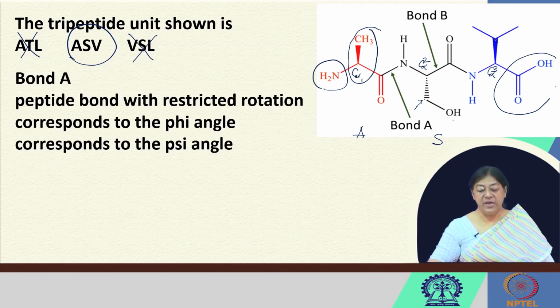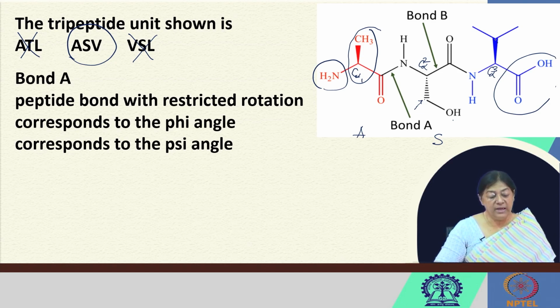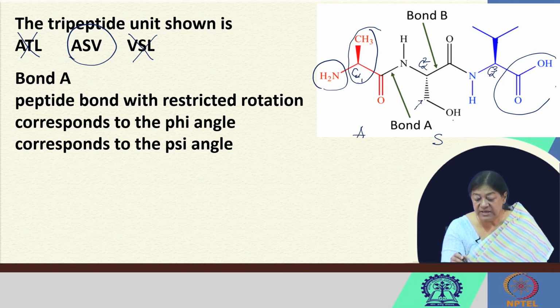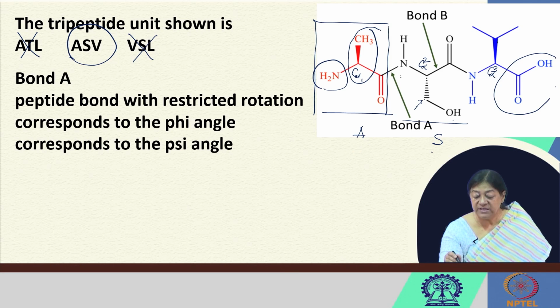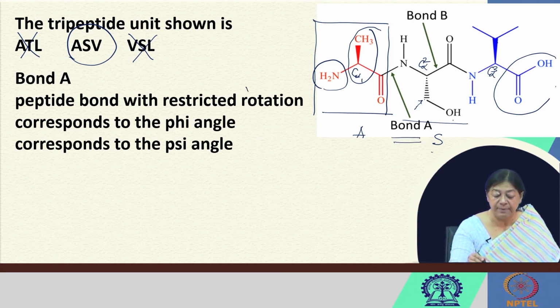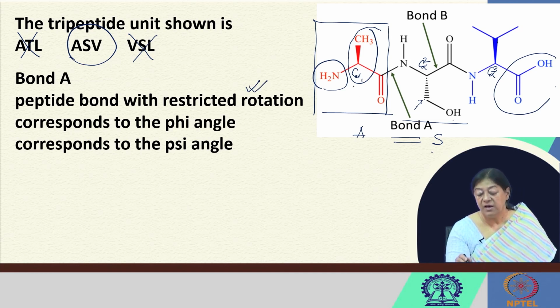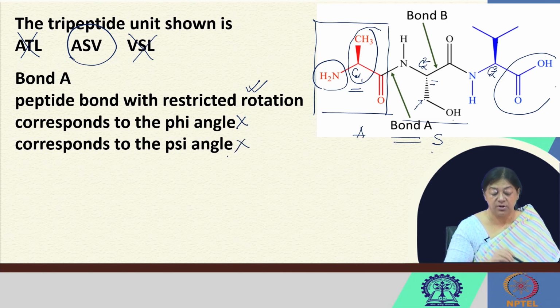The next question is, there is bond A shown here. The bond A, whether it is a peptide bond with restricted rotation or it corresponds to the phi angle or it corresponds to the psi angle. So, let us look at the specific bond. We see that the amino acid marked in red now we know is alanine. This was the COOH of alanine, and this is the NH2 of the next amino acid serine. So, the connectivity that we see for bond A is a peptide bond, because we see that it is connecting amino acid number 1 with amino acid number 2. So, this is not correct and this is not correct.